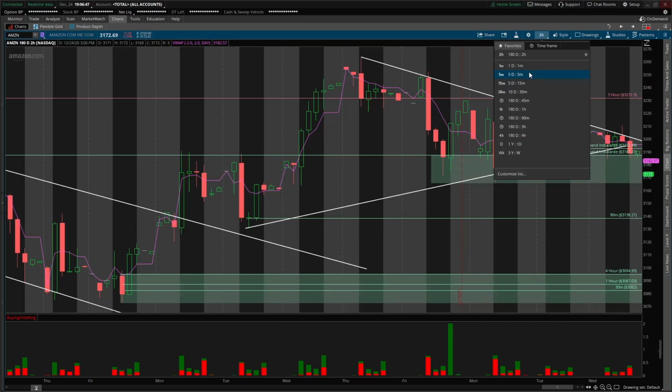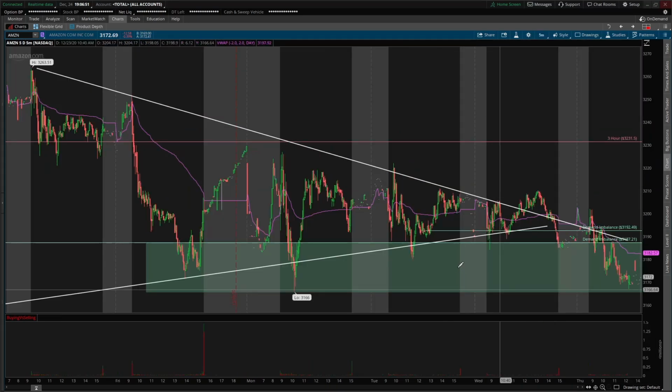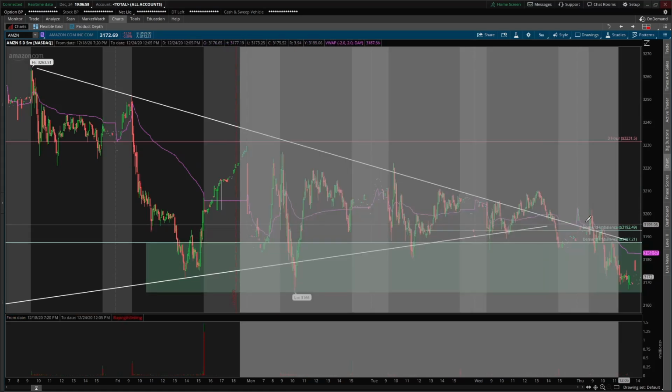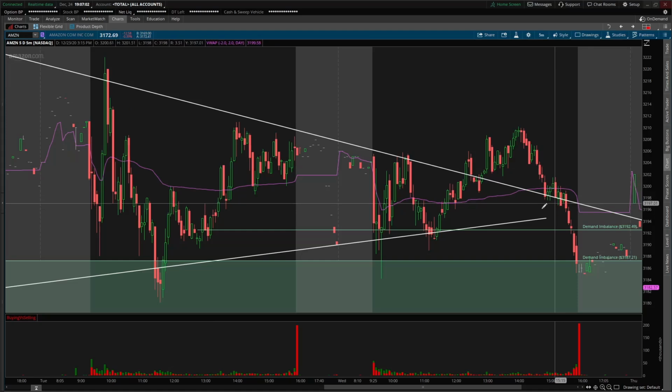I saw people all over the place. I saw it in my Discord room, people looking for the breakout above the trend line. I saw it on Twitter. I saw it from just other people in the trading community. You have to understand that if everybody's doing it, it is not going to work out.